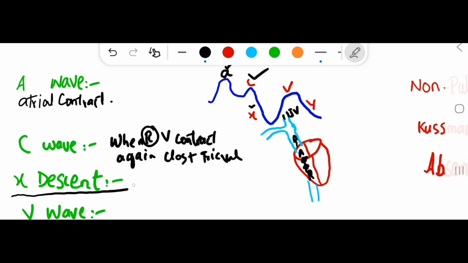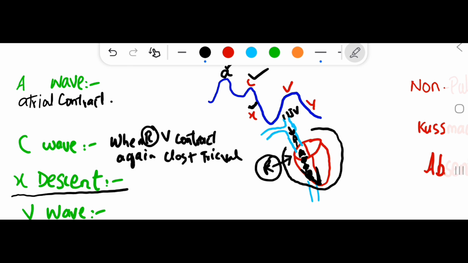Then X descent. This X descent is produced because when your right ventricle contracts, inside the pericardium, the space for the right atrium is increased, because the right ventricle decreases in size when it contracts. So the cavity for the right atrium is increased and blood moves from the jugular vein into the right atrium more and more, leading to a fall in the jugular venous pulse.